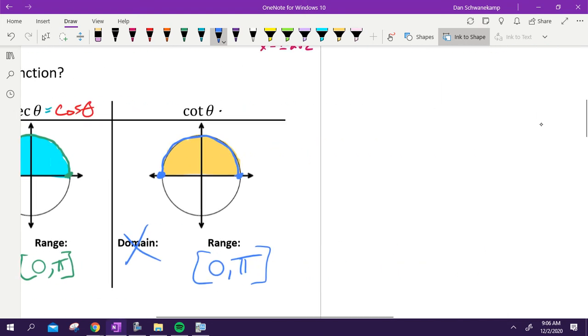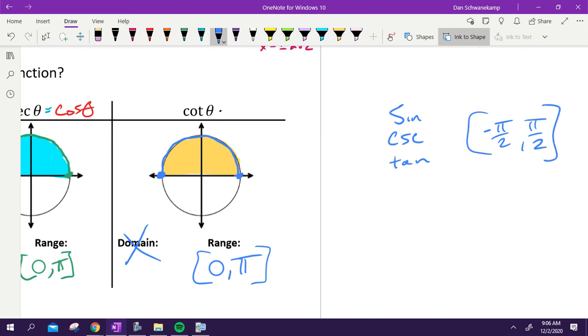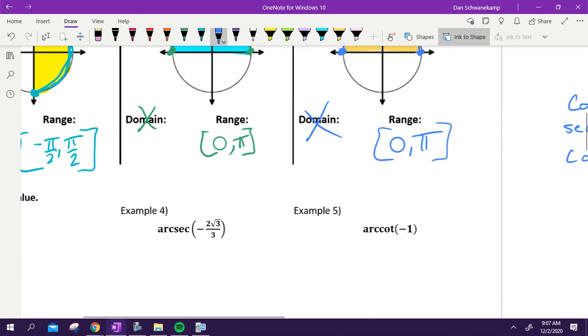All right, so if we were to just sum up what we've said, sine, cosecant, tangent, all of those are negative pi over 2 to pi over 2. You don't have to write this down. You should know this already, but I'm just putting that out there. Those three live in those two quadrants. If we're doing cosine or secant or cotangent, it lives between 0 and pi. Much better. 0 to pi. Okay? Let's do it.